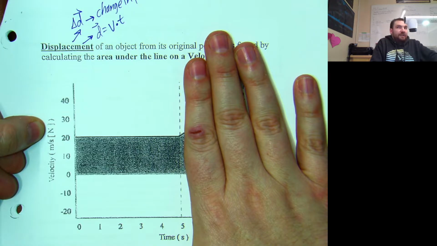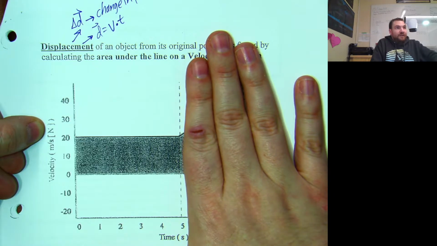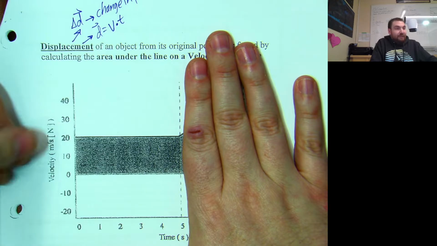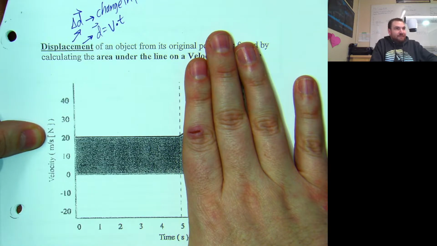What did you just calculate? You calculated the displacement, but look at the graph. What concept of the graph did you just calculate? Look, now we're dealing with the shape. Connor.